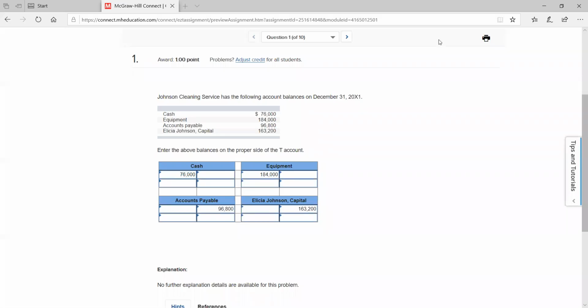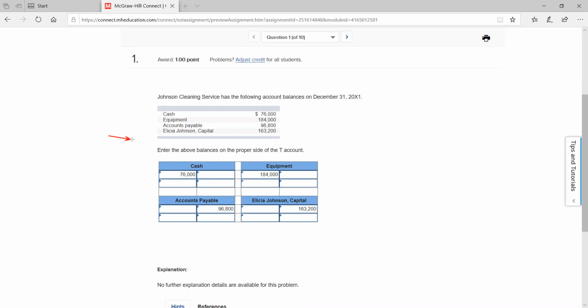All right, so let's take a look at the chapter 3 homework. This is problem number 1. In this problem, we're going to work on looking at the concept of a T account. They give us the following account balances: cash, equipment, accounts payable, and capital. And down below, you can see the various T accounts.